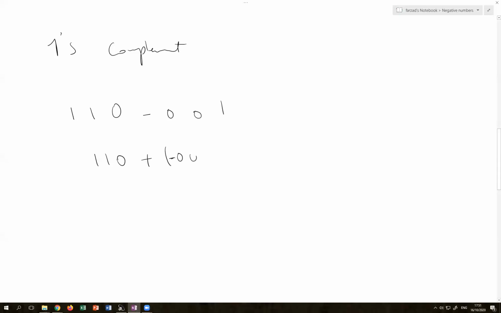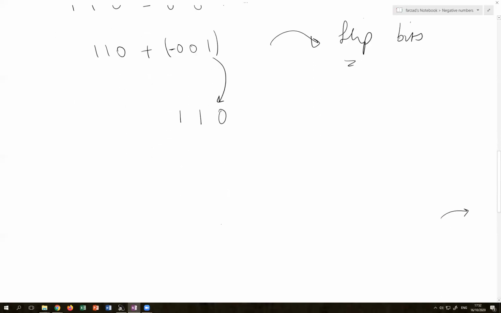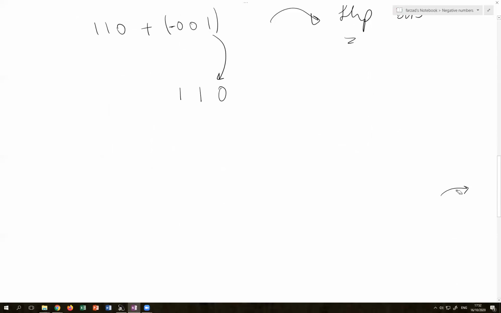Look guys, this is essentially our approach. We've got to make the second number negative. To make the second number negative, what we do, we flip the bits for the second number. What I mean, if you flip the bits for this one, 0 will be 1, 0 will be 1, 1 will be 0. So, first of all, we've got to flip the bits.